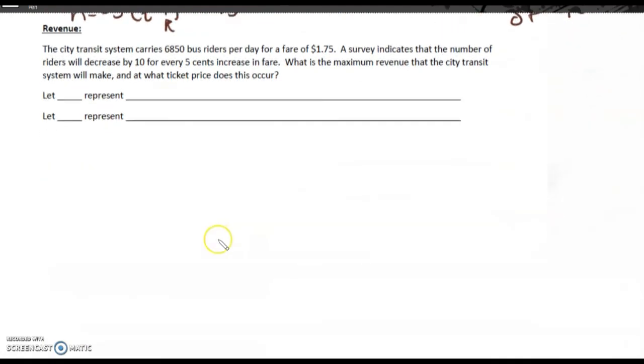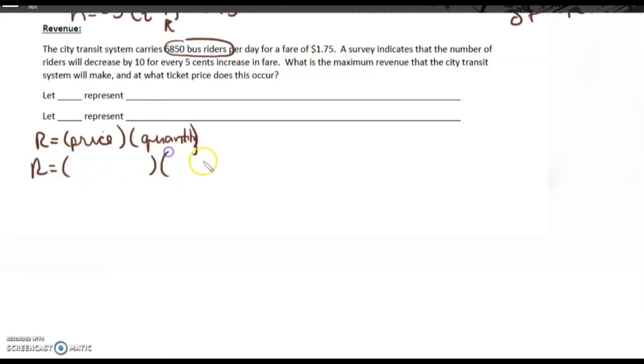Okay, so now a revenue question. So just to recall, revenue has two brackets when we create an equation. The price is going to be in one bracket, and then the quantity is going to be in another bracket. Okay, so a city transit system carries this many bus riders per day. So that's going to be our quantity, 68,50. For a fare of $1.75. So obviously with the dollar sign, that's going to be price, 1.75. Those two numbers are like the base numbers where it starts.